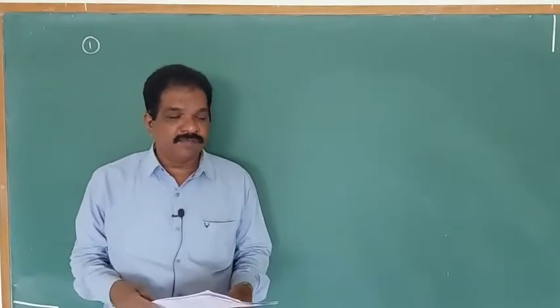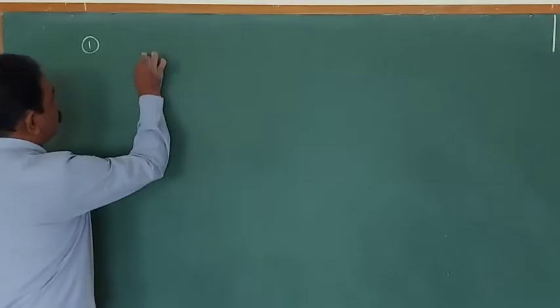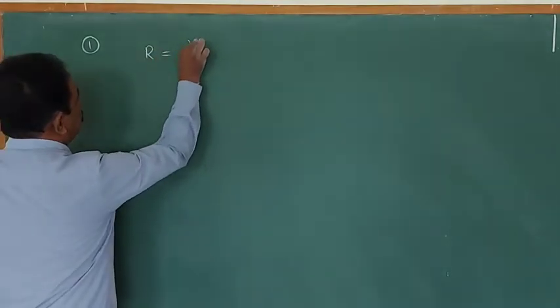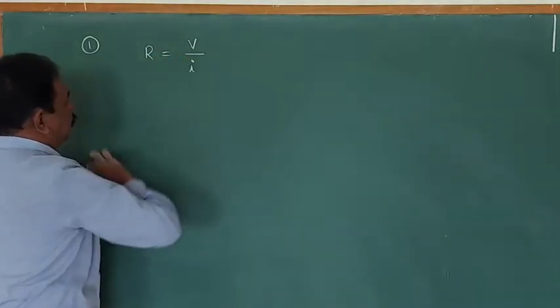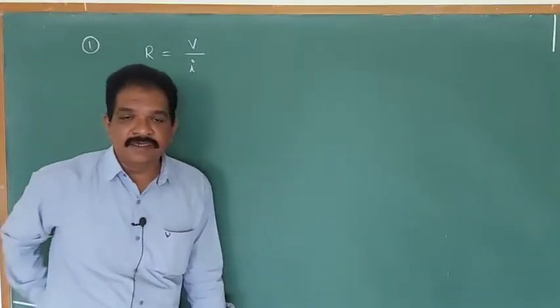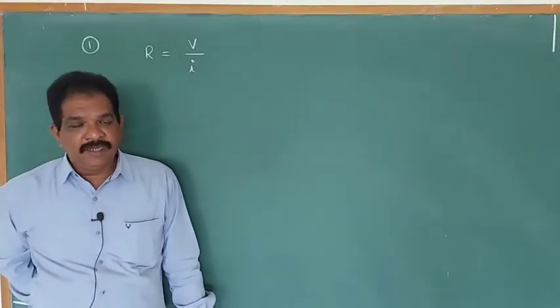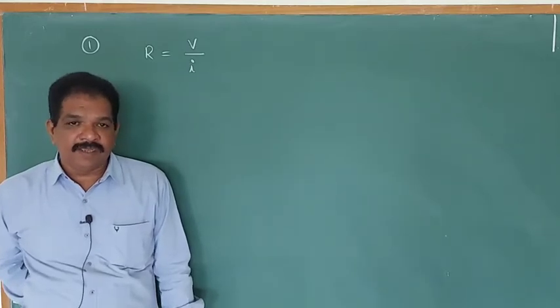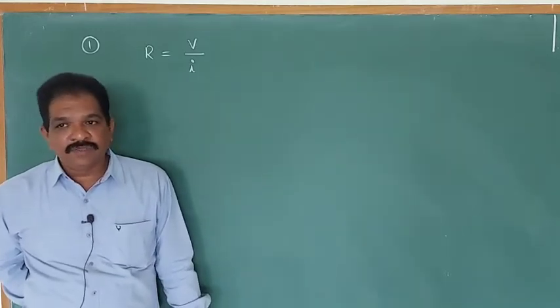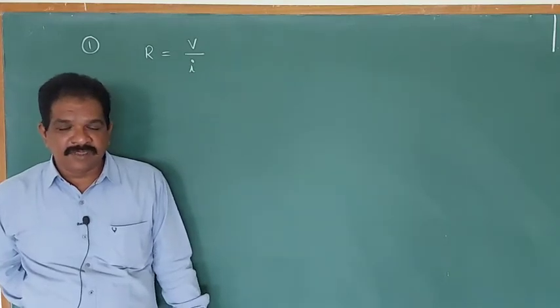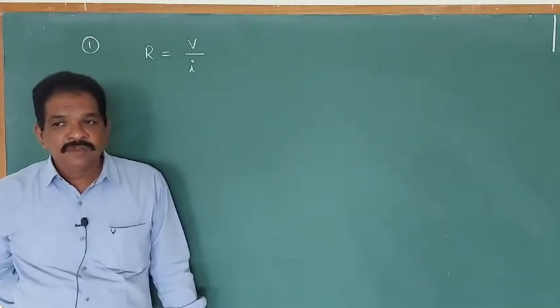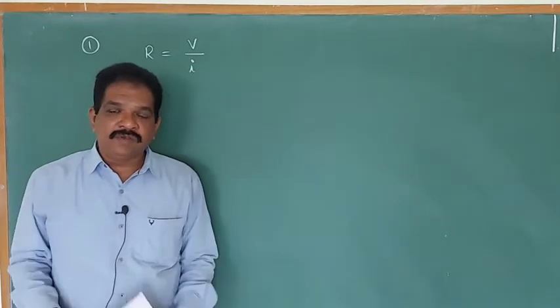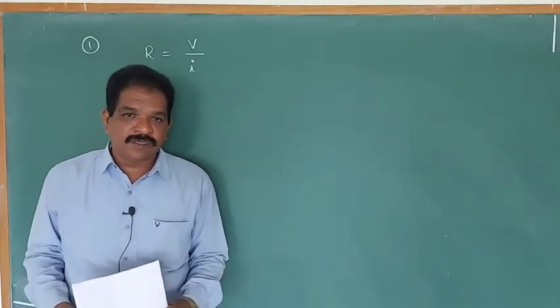where h is Planck's constant, e is charge. Resistance is indicated by the letter R. R is equal to V by I. It may have come for you in previous classes also, in 9th and 10th standard. V is equal to IR is called Ohm's law.